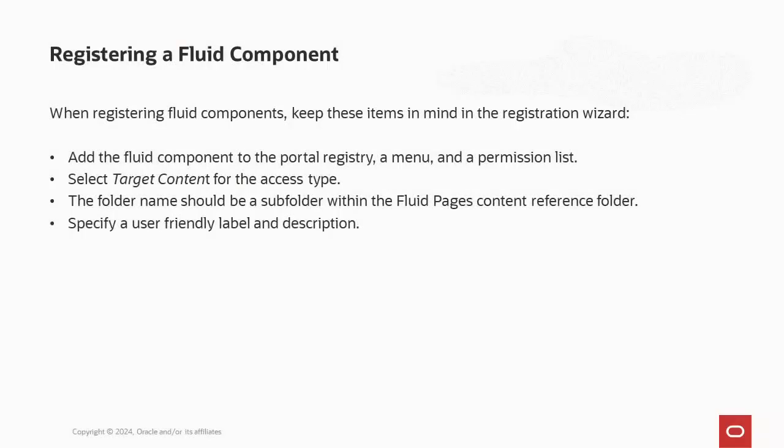Registering Fluid components uses the same process as registering classic components. When registering Fluid components, keep these items in mind. Add the Fluid component to a portal registry, menu, and permission list, just as you would for a classic component. Select target content for the access type. To simplify access to this Fluid component as a tile, the folder name to which you add the content reference should be a subfolder within the Fluid Pages content reference folder.